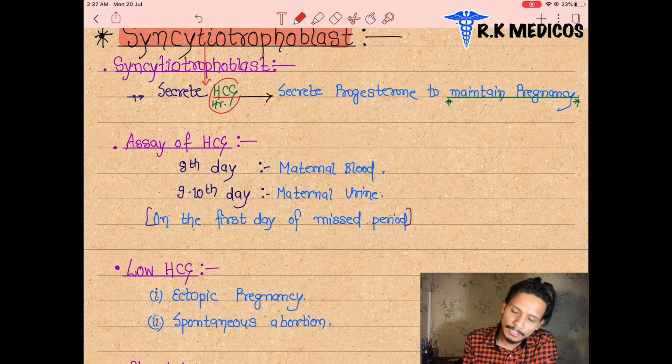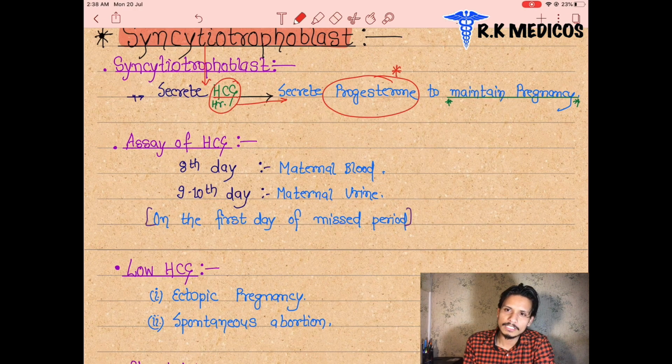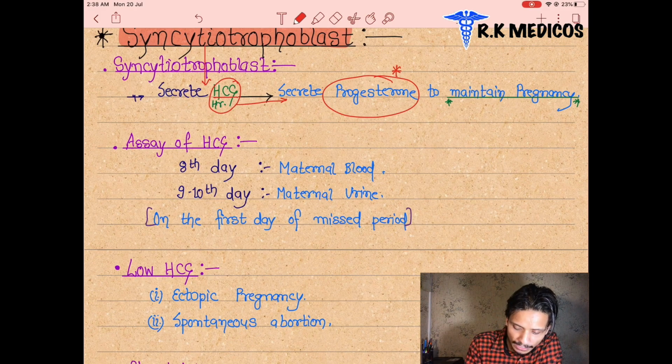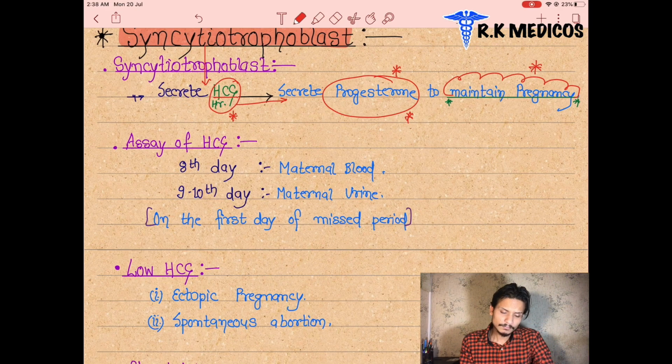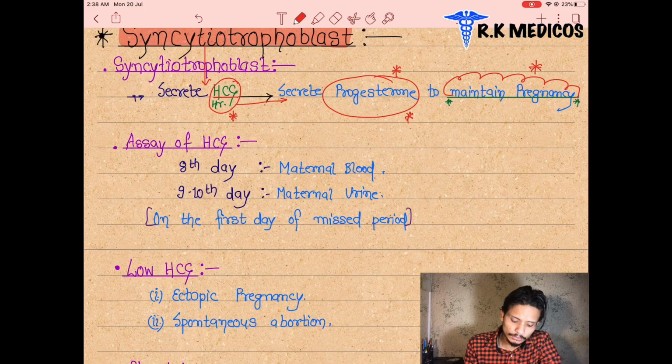This HCG is secreted by them, and this HCG leads to the secretion of progesterone. The syncytiotrophoblast promotes HCG to release progesterone for the maintaining of pregnancy. The maintaining of pregnancy is done by which hormone? Progesterone. And progesterone is stimulated by which hormone? That is HCG. In the early stage of our growth, HCG leads to progesterone secretion, and that progesterone maintains our pregnancy.